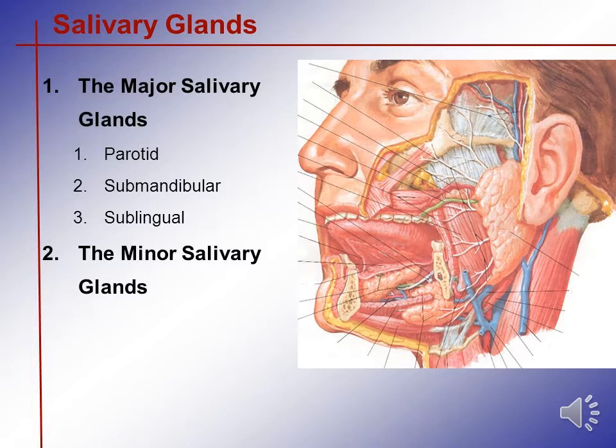The classification of salivary glands has two categories. The first one is by the size of the gland. We have two types: first, major salivary glands, and second, minor salivary glands. The major salivary glands are larger glands present around the face. We have three pairs, one on each side of the face: the parotid, submandibular, and sublingual. And the minor salivary glands are microscopic glands present within the oral mucosa.